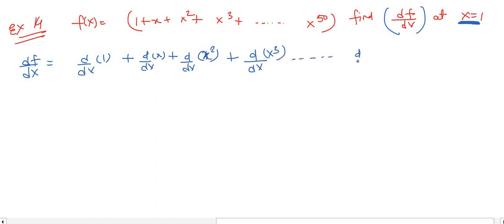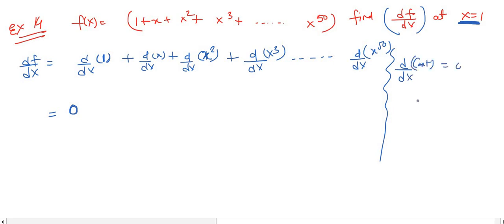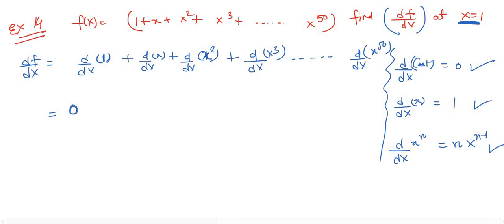And so on, it will go d by dx of x raised to power 50, correct? Here we will use our basic knowledge. What is basic knowledge? Derivative of 1 is 0 because it's a constant. So we know the derivative of a constant, write down, is 0. One thing, derivative of x is always 1. This you have to remember. And derivative of any power is n, x raised to power n minus 1. So these are three formulas we will use. 1, 2, 3. These three formulas we are gonna use here.